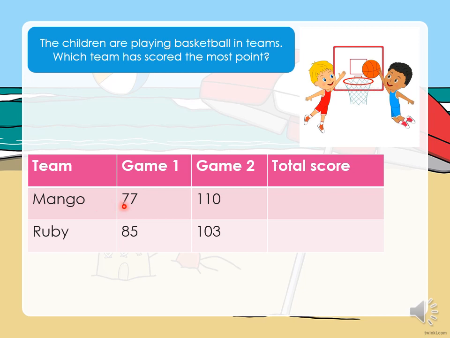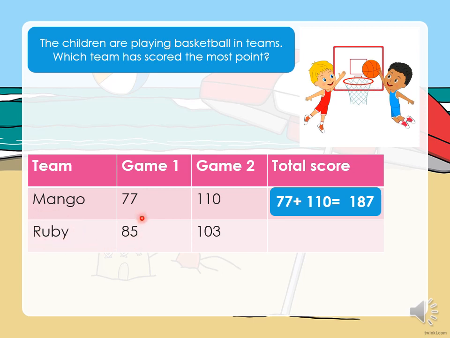Mango scored 77 points in game 1 and 110 points in game 2. What's the total score? 77 plus 110 equals 187. Team Mango scored 187 points. Very good. Now, what about Team Ruby?